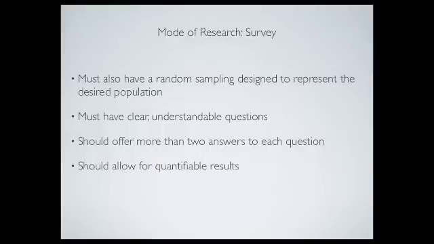The second method of research I would like to talk about is the survey method. The survey method must also have a random sampling designed to represent the desired population. The survey must have clear and understandable questions. It should offer more than 2 answers to each question and should allow for quantifiable results. The survey should offer more than 2 answers so that it is not just a yes or no question. There are oftentimes many different levels of how often something occurs, as seen on the next slide.